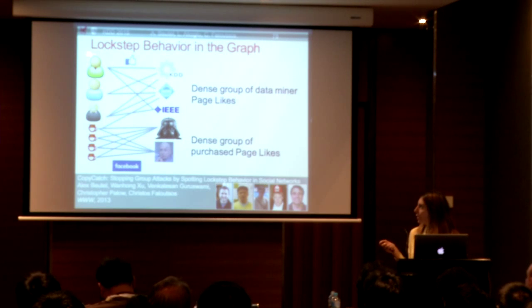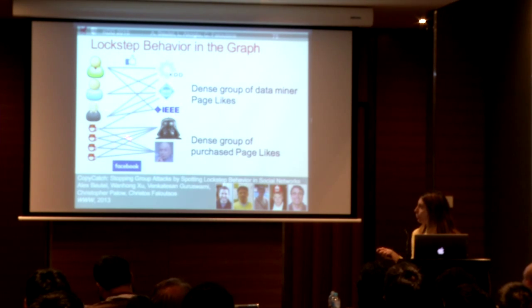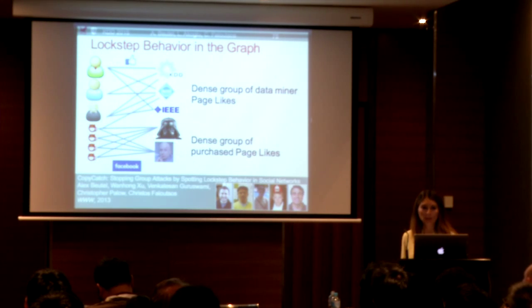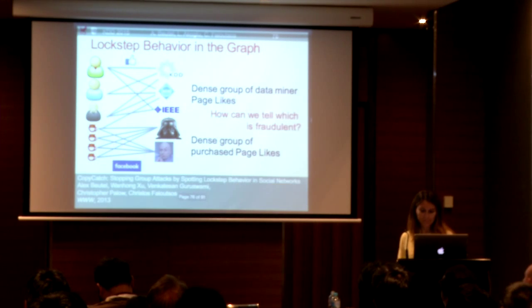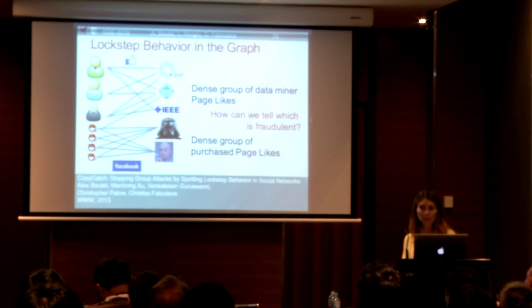So in this case, you have users, you have some pages, and like relations on Facebook, right? One thing you can realize is that there are two dense groups here. These users like these pages a lot, and these users like these pages a lot. So it looks like there are some patterns here, but are both of these clusters normal? How can we tell which one, if any one of them, is fraudulent?